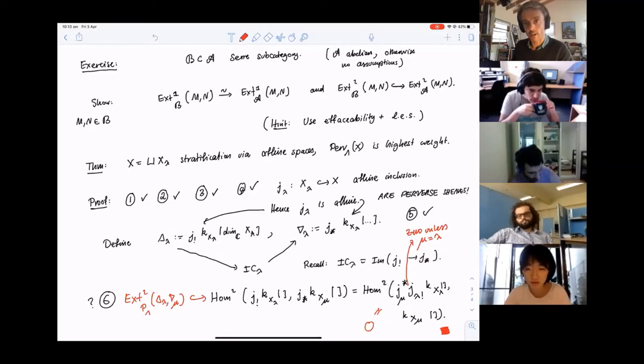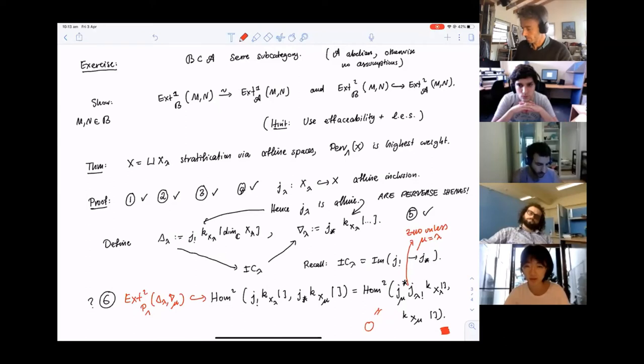Yeah, the x ones are zero. And in a moment, we'll see all the x i's are zero. So that's in general, so that we can deduce that in general from the axioms of a highest weight category. And in this case, we can even prove it directly.